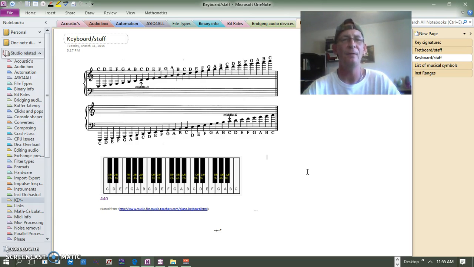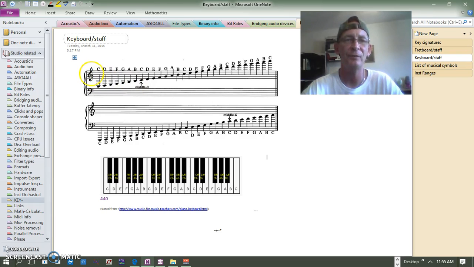So, the other component of this is the notation. The most basic structure is the staff. It's got 5 lines and 4 spaces for notating your music. And that's a very simple concept to understand.